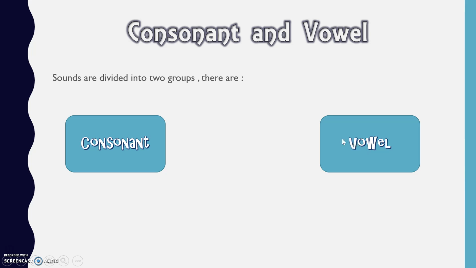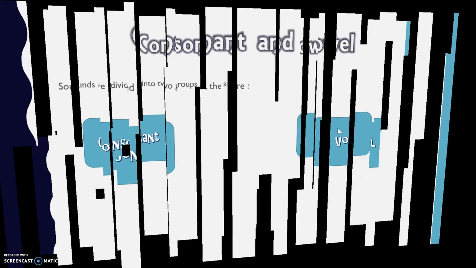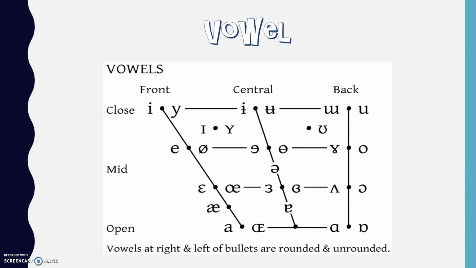Next, we move to vowel. A vowel is a speech sound that is produced by a comparatively open configuration of the vocal tract, with vibration of the vocal cords but without audible friction, and it is a unit of the sound system of a language that forms the nucleus of a syllable.